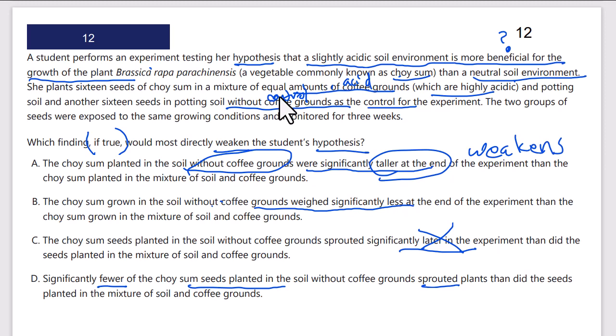We'll find the other two strengthen. Choice sum in the soil without coffee grounds weighed less. Well, that makes sense to the hypothesis. That strengthens the hypothesis. Significantly fewer are the choice sum seeds planted in soil without coffee grounds planted. So again, without coffee seeds, fewer grew, which again strengthens the hypothesis. So if you're sitting there wondering, oh my goodness, which of these represents beneficial for growth, you probably can't decide, but 2 out of the 3 were going in the wrong direction logically. So therefore we know the correct answer.